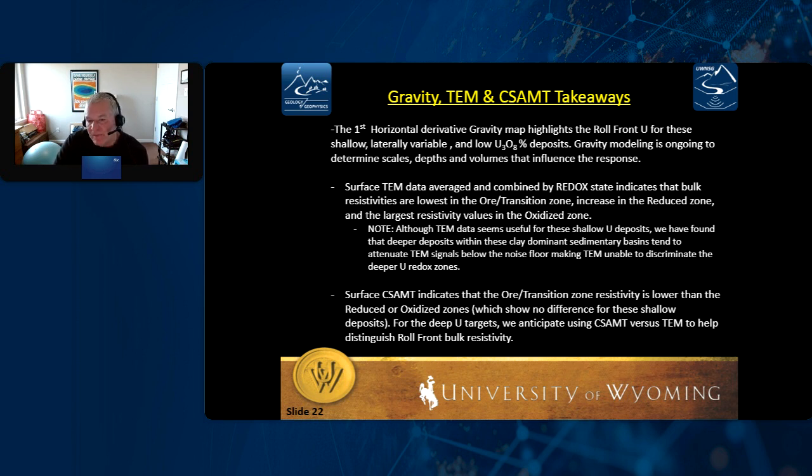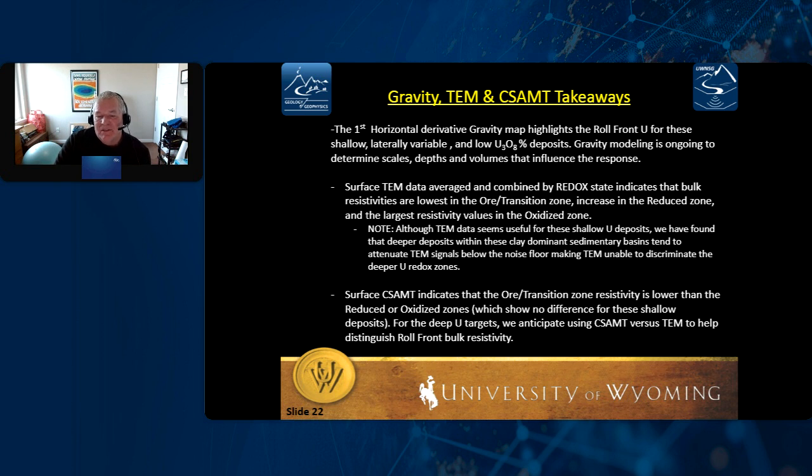But surface TEM, when it's averaged and combined and looked at with an understanding of what the redox states are, we can see that low resistivity in the ore transition zone. This is not new. We would have expected this. This was talked about and discussed 20 years ago. But the reality is we can quantify this. So at least at this site, we can understand it a little better. It does bode well theoretically that the electric methods, either resistivity or IP, should also highlight some changes across that zone. And we'll talk about those in a minute.